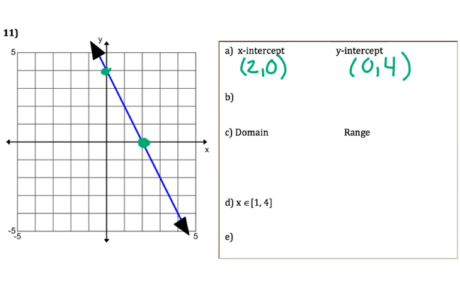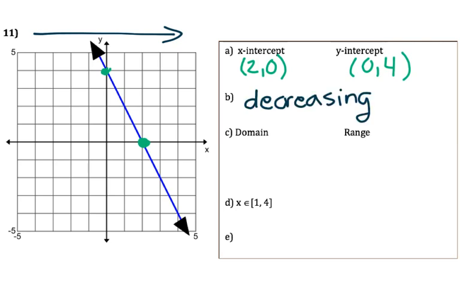Part B, is this increasing or decreasing? So again, we look at it going left to right. It's going down, so it is decreasing. Part C, the domain. Remember, the domain is all of the x values that will be included on this function. So since the left arrow is pointing to the left, and the right arrow is going to the right, our domain is going to be the interval from negative infinity to positive infinity.